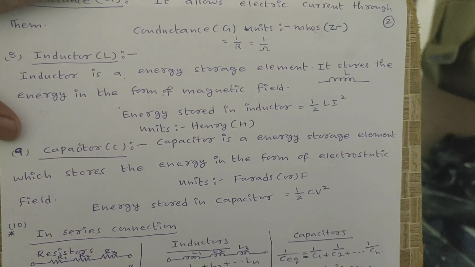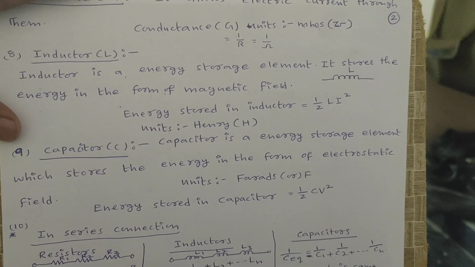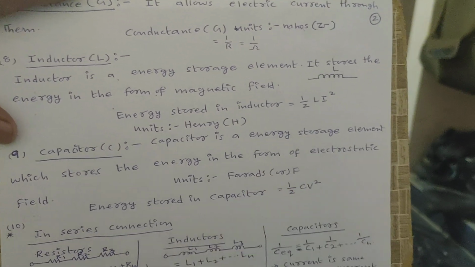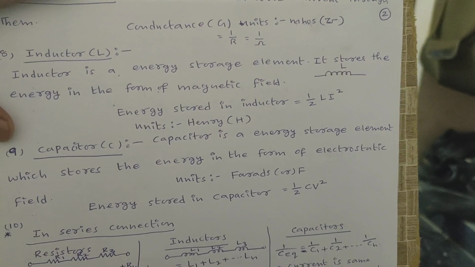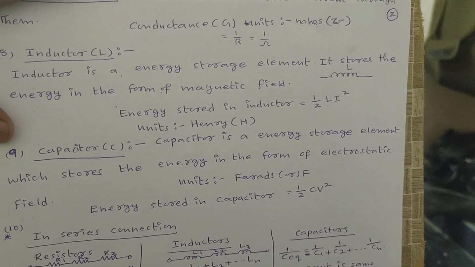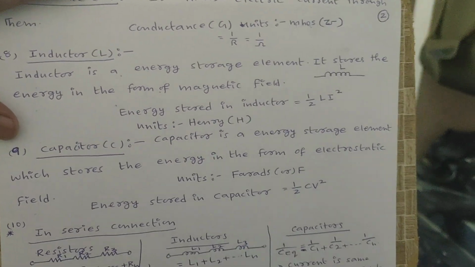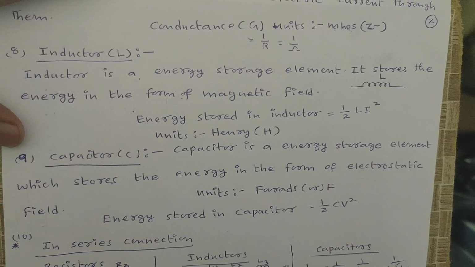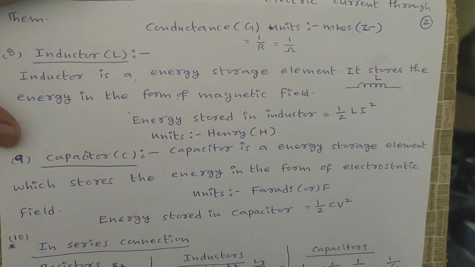Capacitor is also an energy storage element which stores the energy in the form of electrostatic field. Units for capacitor will be farads or F. Majorly the capacitance range will be in microfarads, nanofarads and picofarads. Similarly, in case of inductor, inductance range will be available in millihenry and microhenry only. Next, the energy stored in capacitor will be half CV square. The special property of capacitor is that it doesn't allow sudden change in voltage.